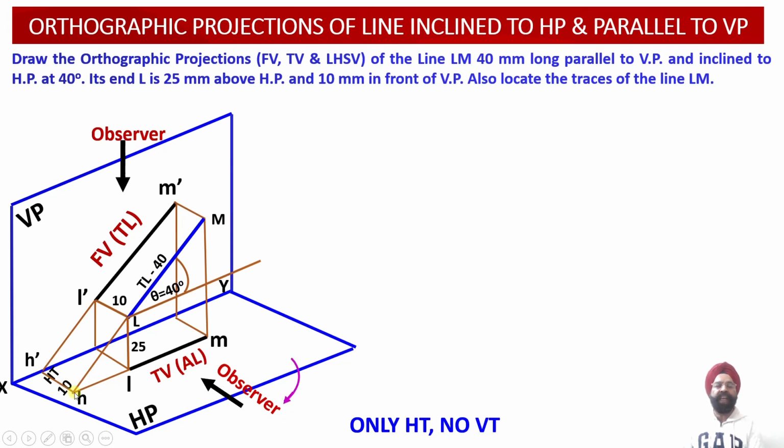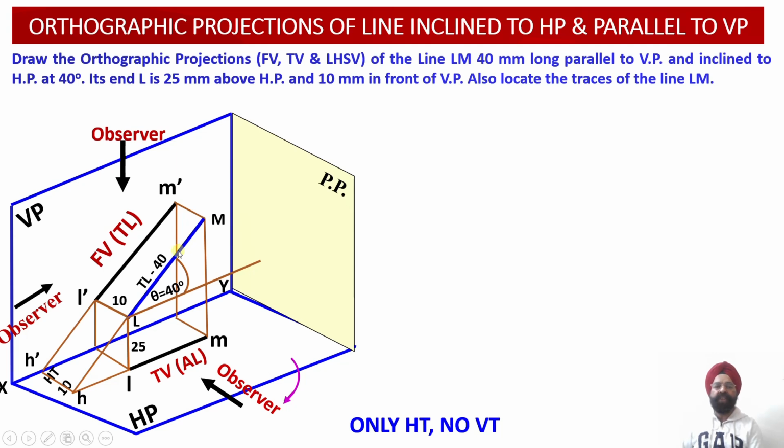Now let us proceed with the construction of the side view projections corresponding to this line LM. Here we are required to evaluate the left hand side view projections corresponding to this particular line. That is, the observer is going to look at this line LM from the left hand side.